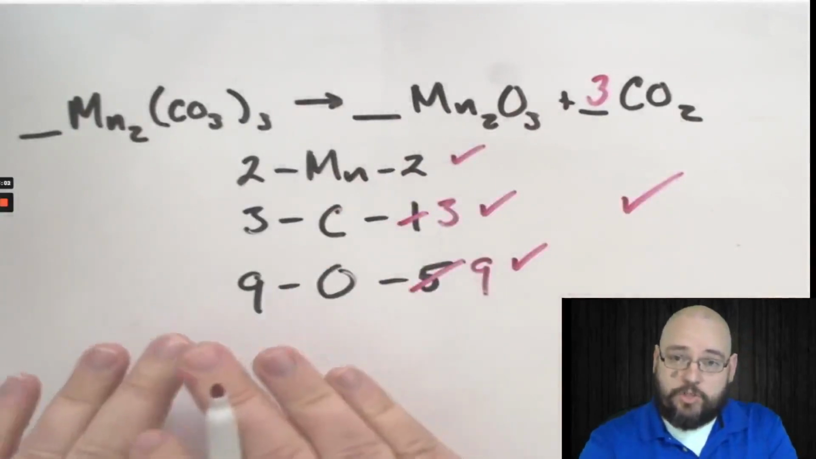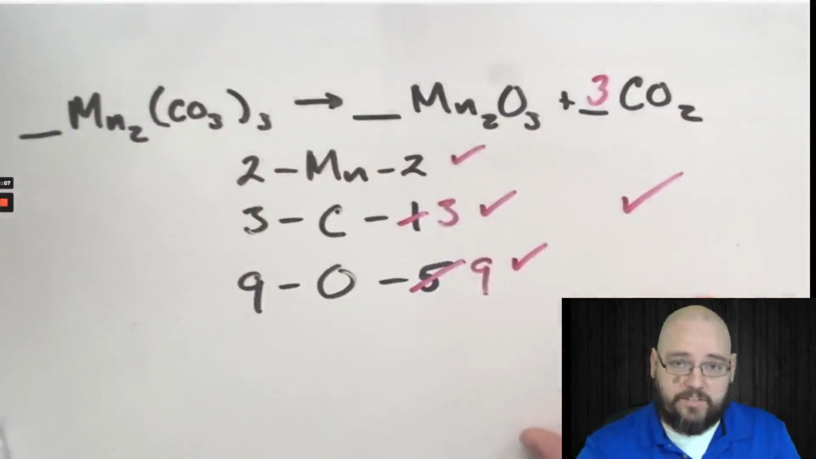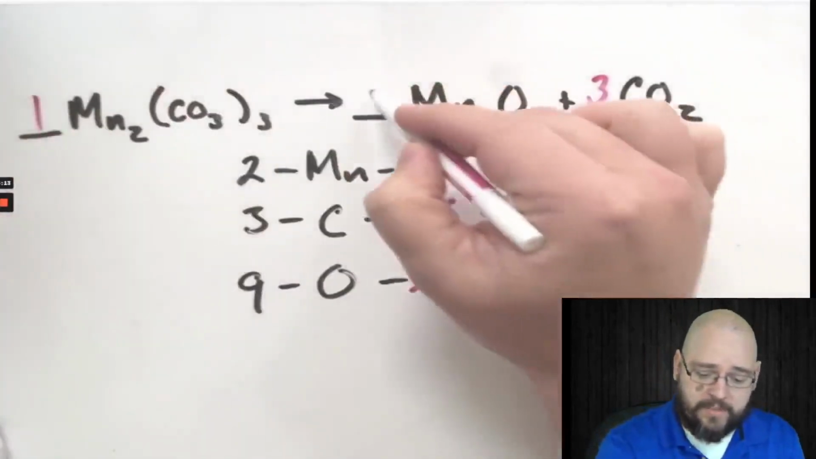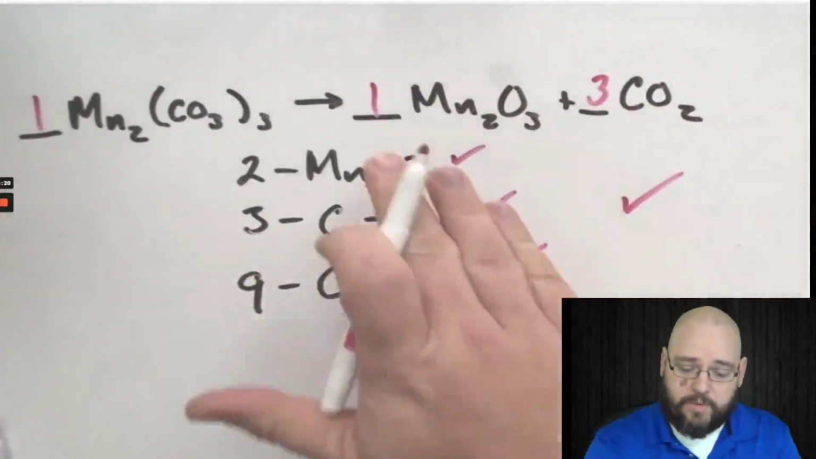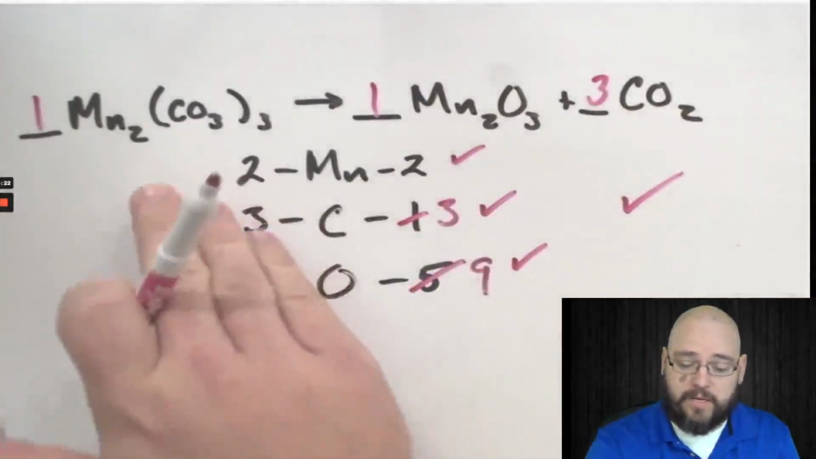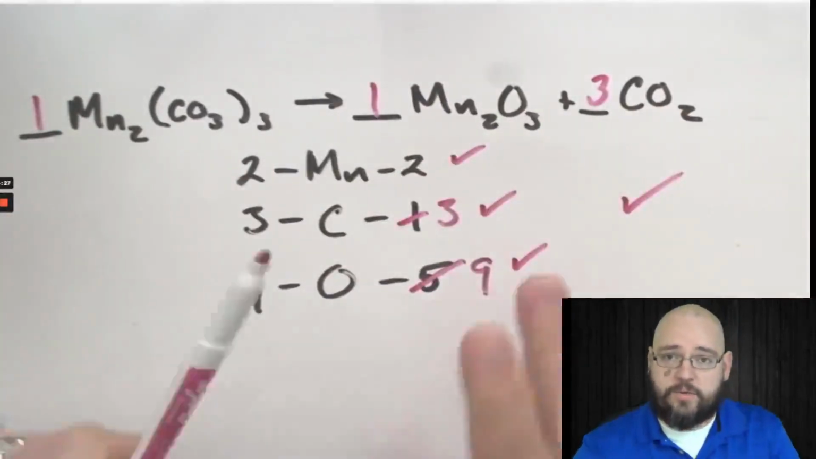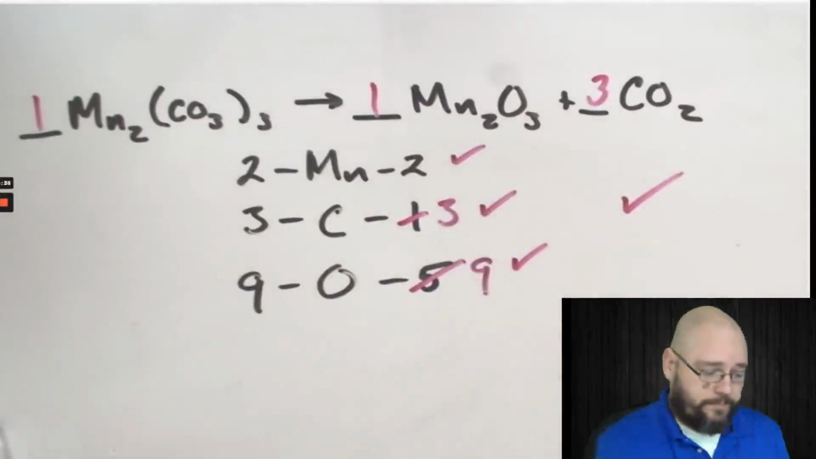Now, if you're just writing out the skeleton equation, we would leave this as it is. But when you're filling out a worksheet or you're filling out a paper and there are blanks, oftentimes you're going to need to fill in the blank. So we're going to fill in the blank with a 1 because that's understood to be it. So it's 1 manganese, 1 manganese 3 carbonate, 1 manganese 3 oxide, and 3 carbon dioxides. So that is what this is. This equation is now balanced, and so let's move on to the next example.